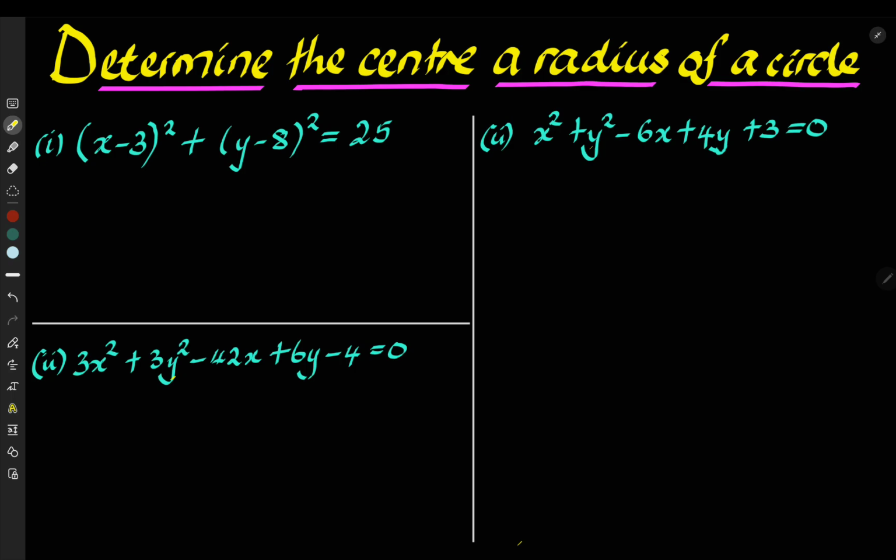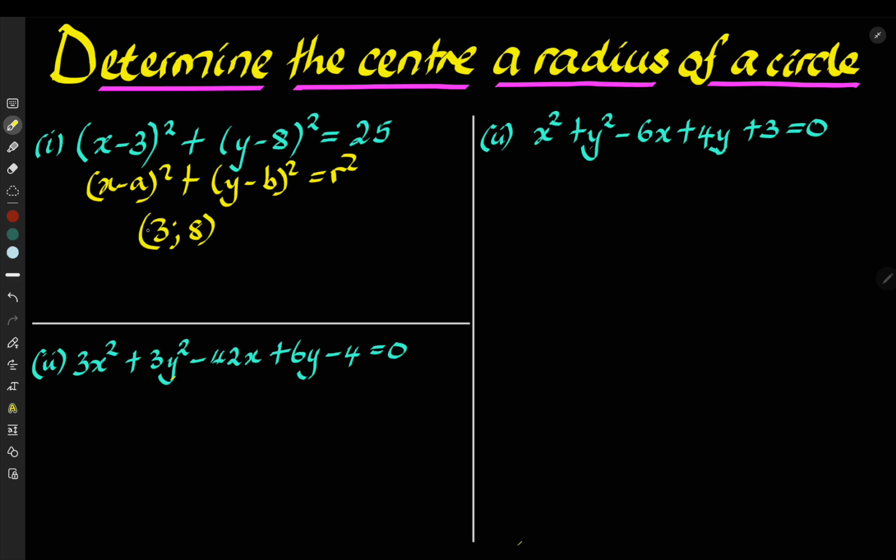So we are asked to determine the radius of the circle and also the center. For this one, it is already in the format (x − a)² + (y − b)² = r². So then we just read out the values. The center will be (3, 8).